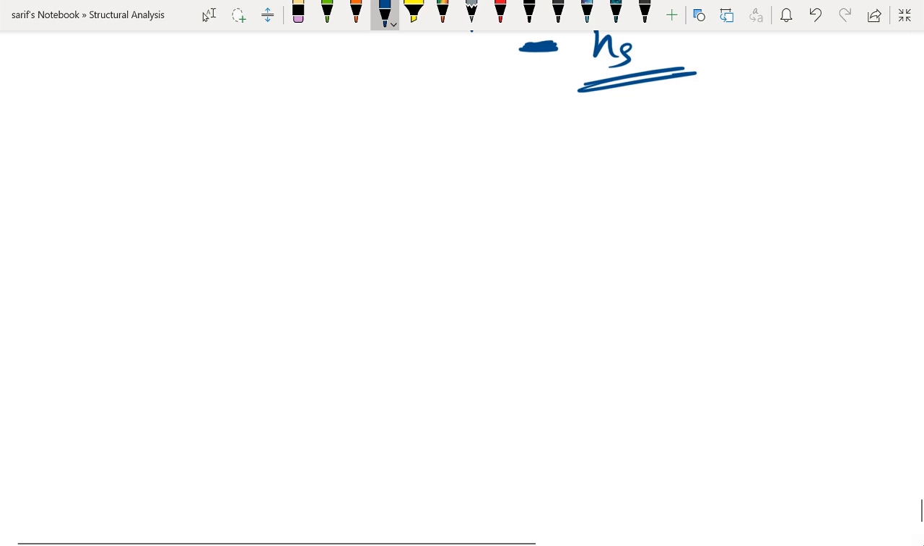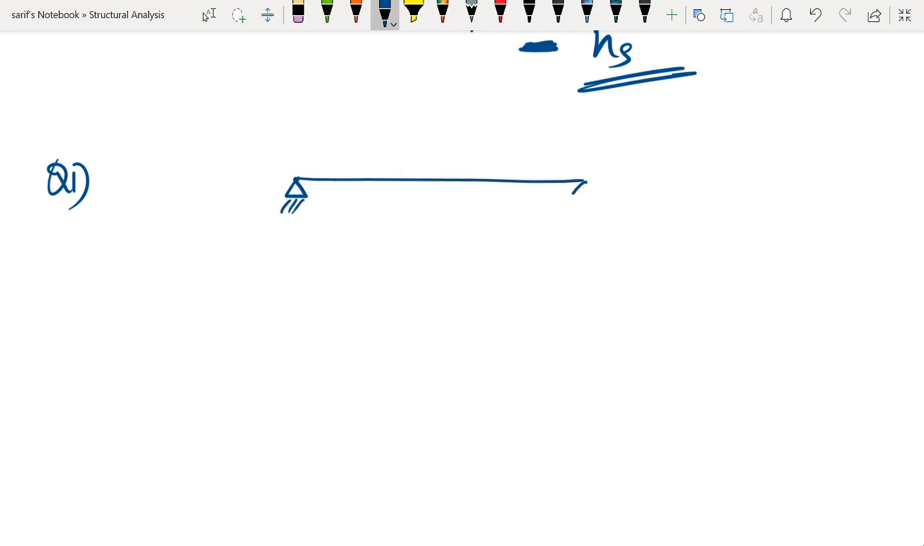Problems one by one. So the first question is, we have a simply supported beam subjected to a load W. Let this be A, let this be B, let the total length be L. Now here, as you can see, first thing we need to do is check what is the number of possible plastic hinges.